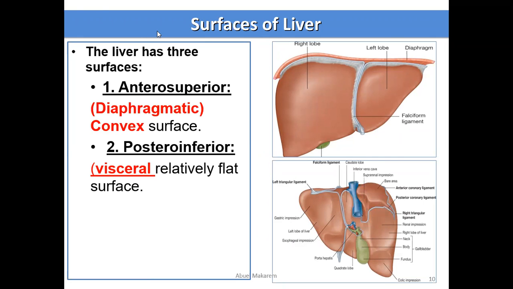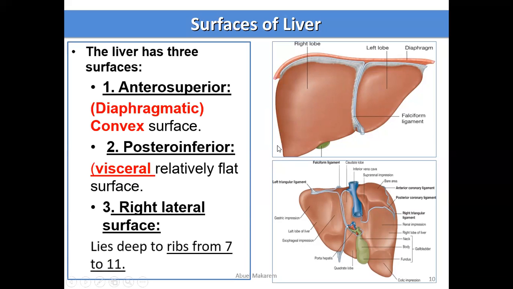This is called the anterior-superior surface, and this is called the posterior inferior surface, or also called the inferior visceral surface, and this surface is called the diaphragmatic surface. Then apart from that, there is also a surface called the right lateral surface. This surface here on the right side. So this is called the right lateral. There is no left lateral because it becomes sharp here. But on the right side, there is a right lateral surface.